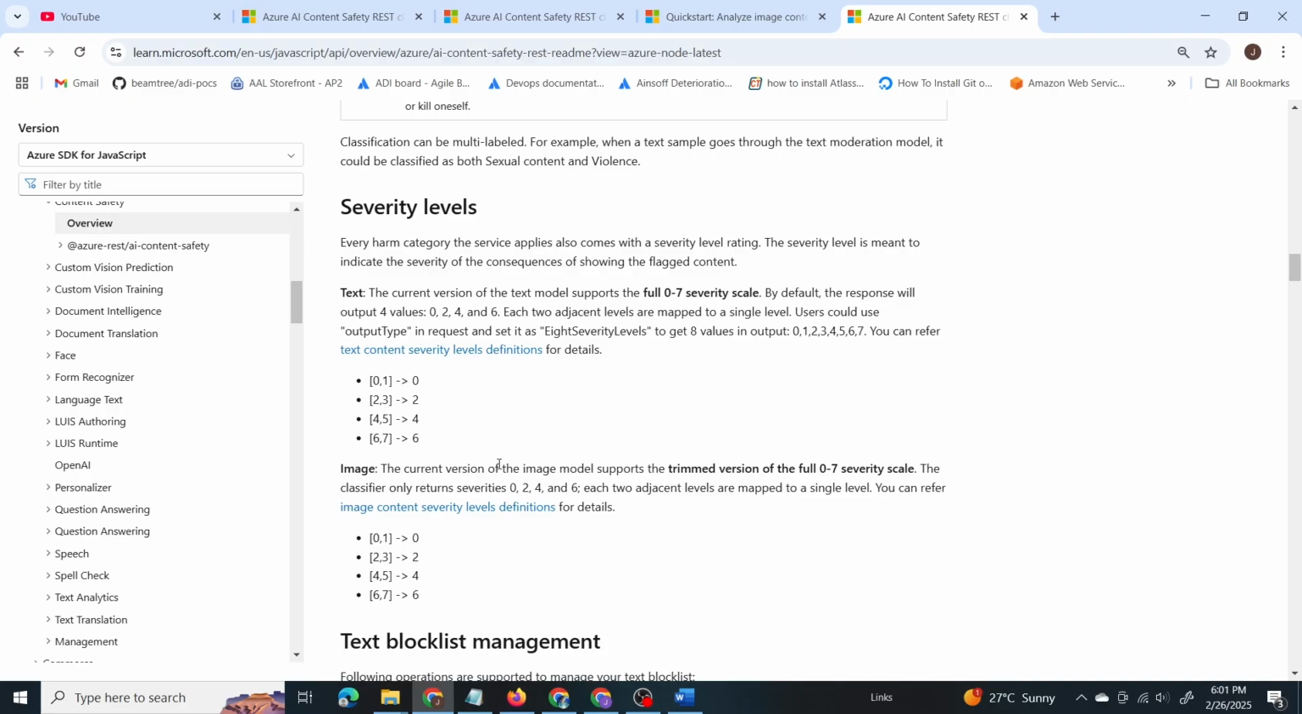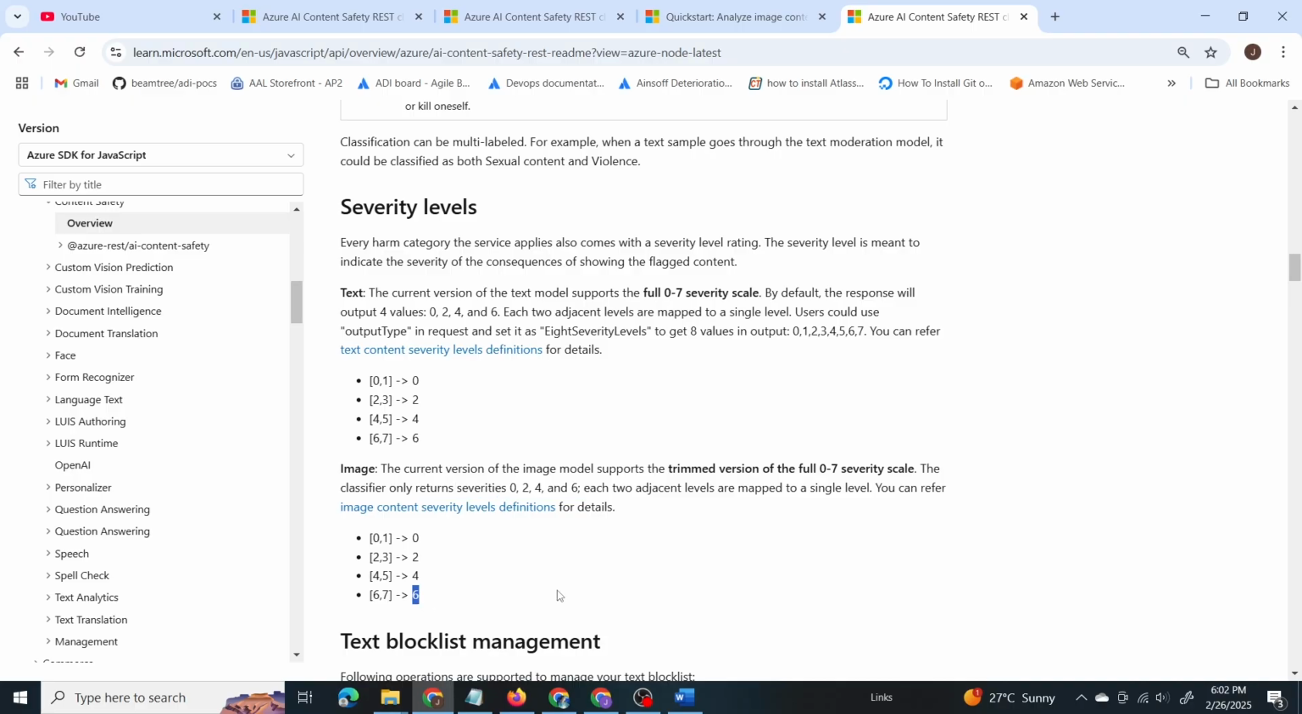The current version of the image model supports the trimmed version of the full 0 to 7 severity scale. The classifier only returns severity 0, 2, 4 and 6. So it will return only severities 0, 2, 4 and 6. Each 2 adjacent levels are mapped to a single level. So if the severity is 0 or 1, the classifier will return 0. If it is 2 to 3, it will return 2. If it is 4 to 5, it will return 4. And if it is 6 to 7, it will return 6.